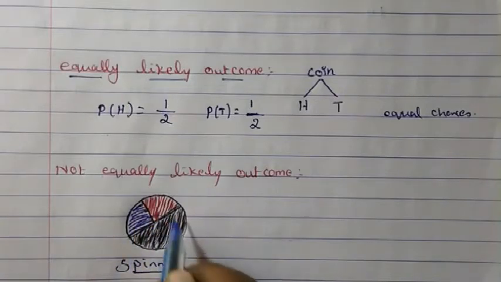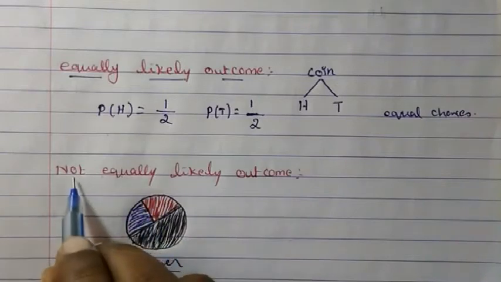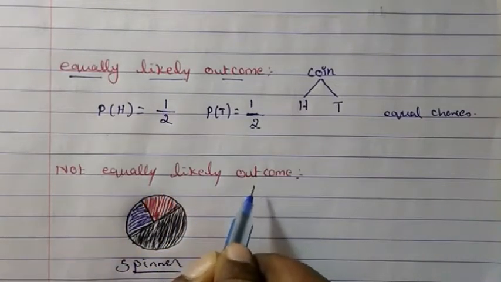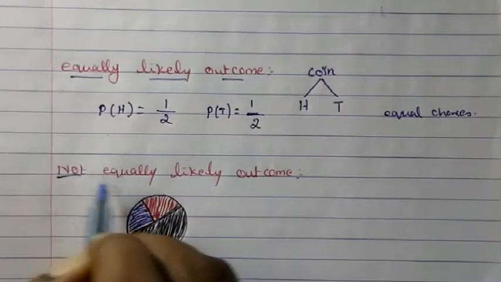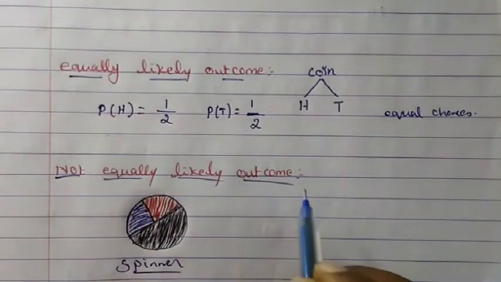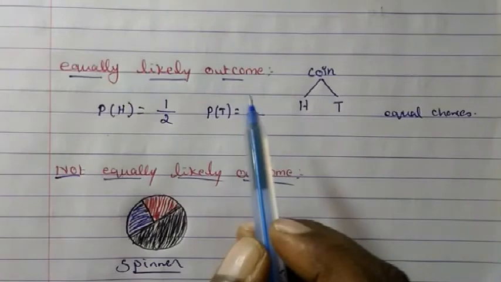So this type of experiment, we call it not equally likely outcome because more chances are there for black. I hope you understood. Equally likely outcome means equal chances. Not having equal chances is known as not equally likely outcome. So now let's see the question.